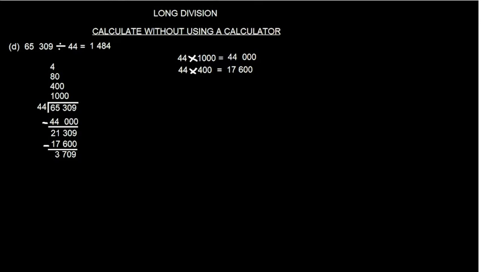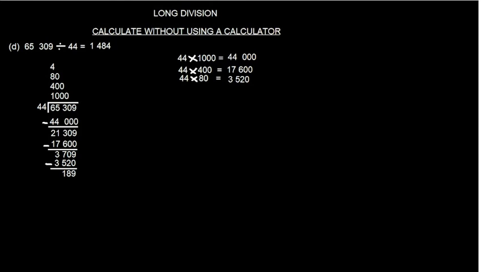Then I'm going to multiply 4 times 80. Answer is equal to 1,520. Then I'm going to let 1,520 be negative. Then I'm going to subtract. Answer is equal to 189.